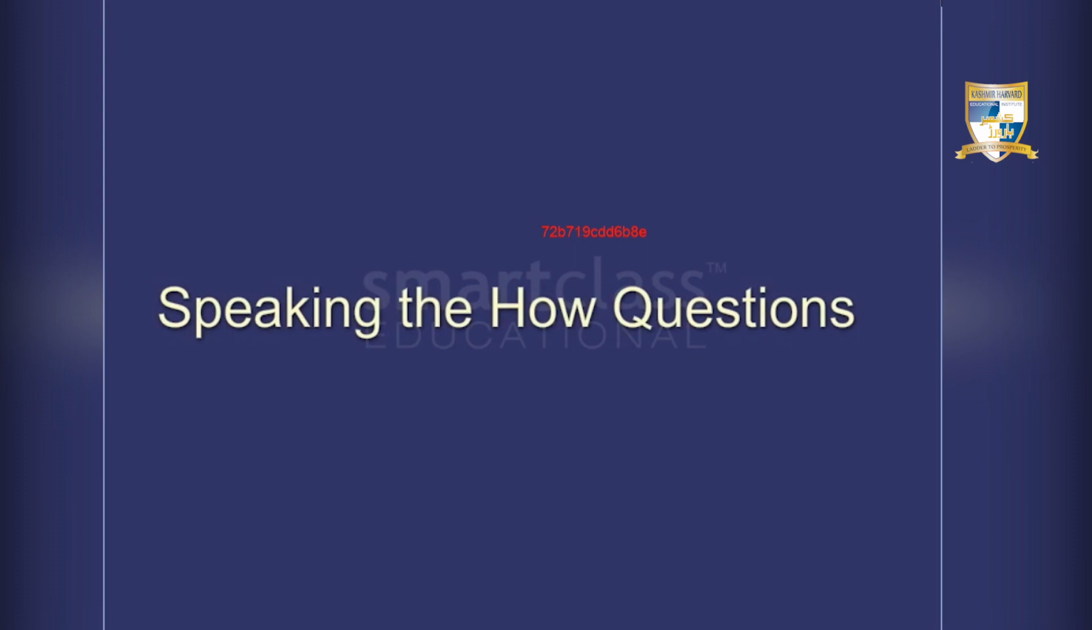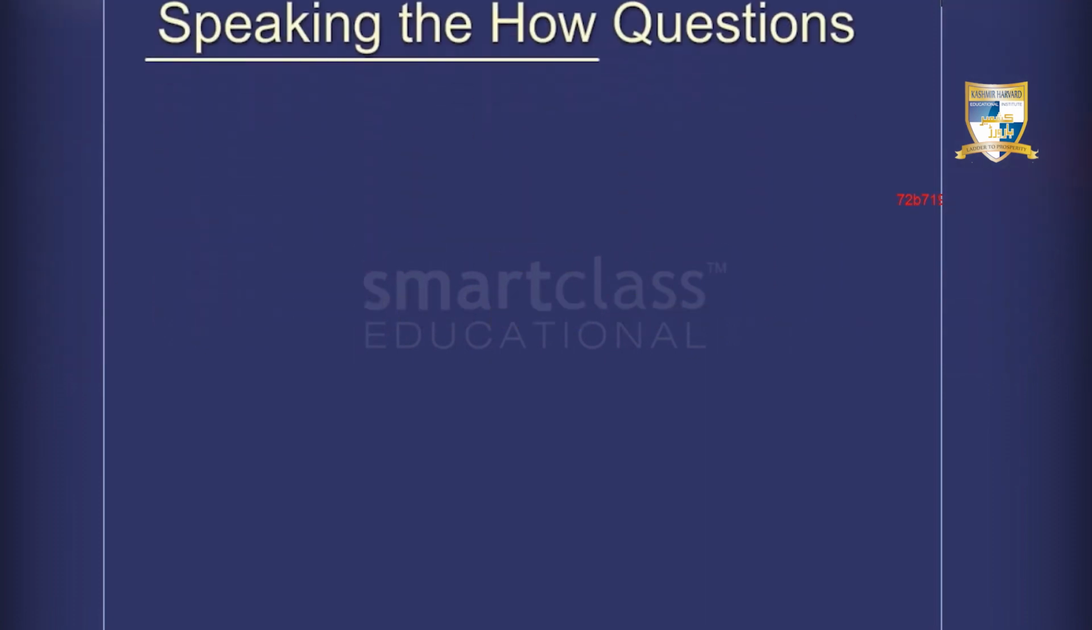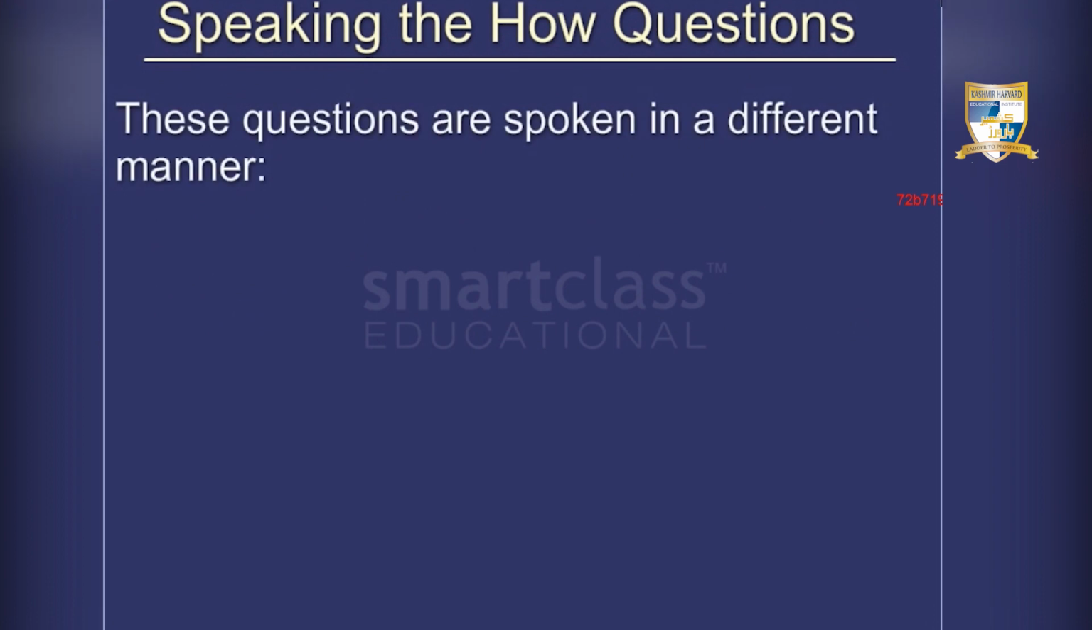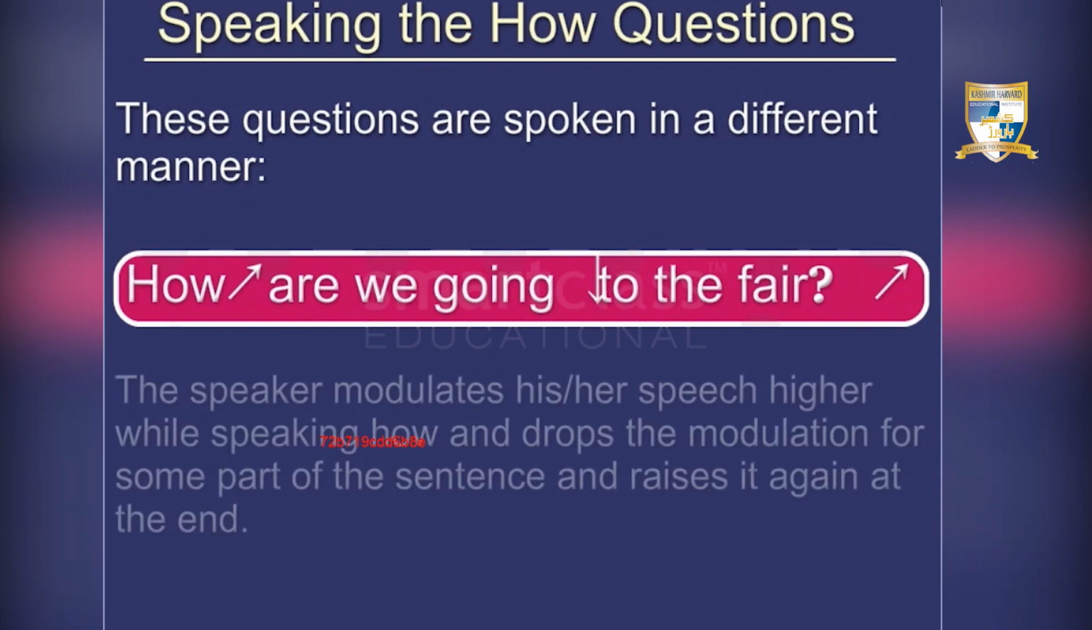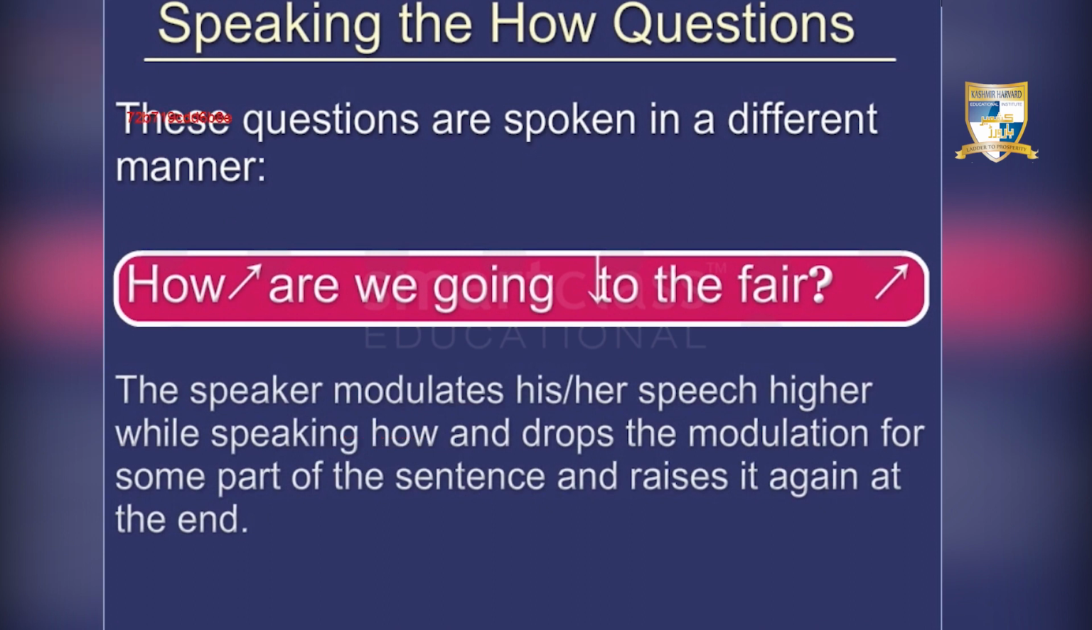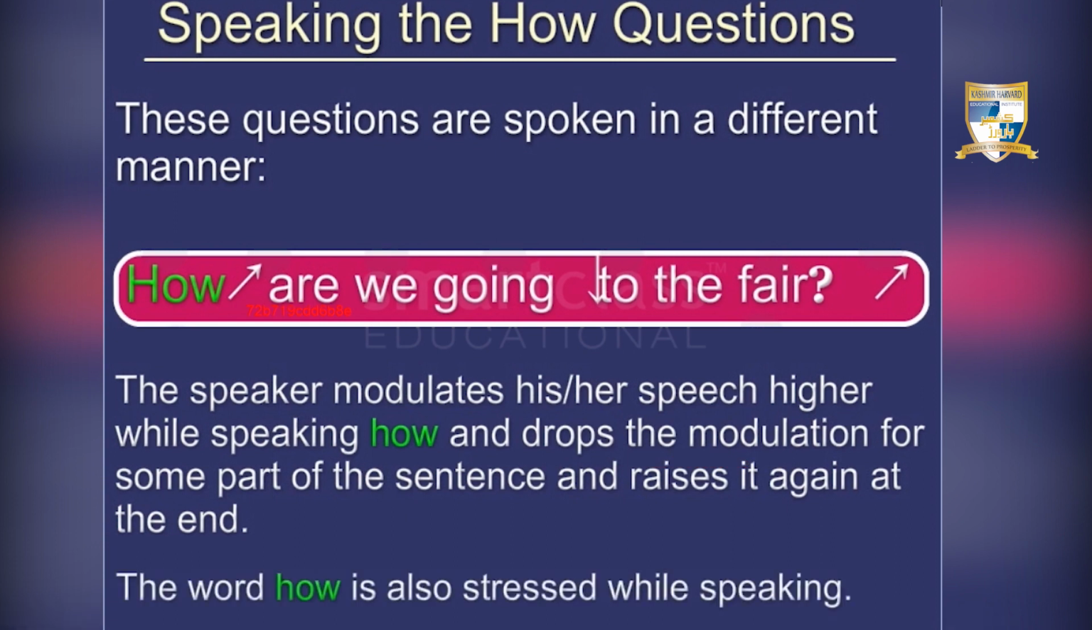Speaking the how questions. These questions are spoken in a different manner. Look at this. How are we going to the fair? The speaker modulates his or her speech higher while speaking how and drops the modulation for some part of the sentence and raises it again at the end. The word how is also stressed while speaking.